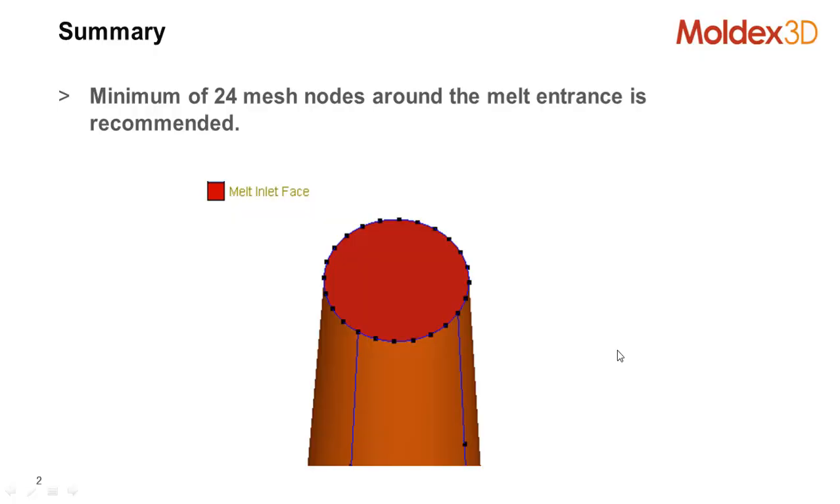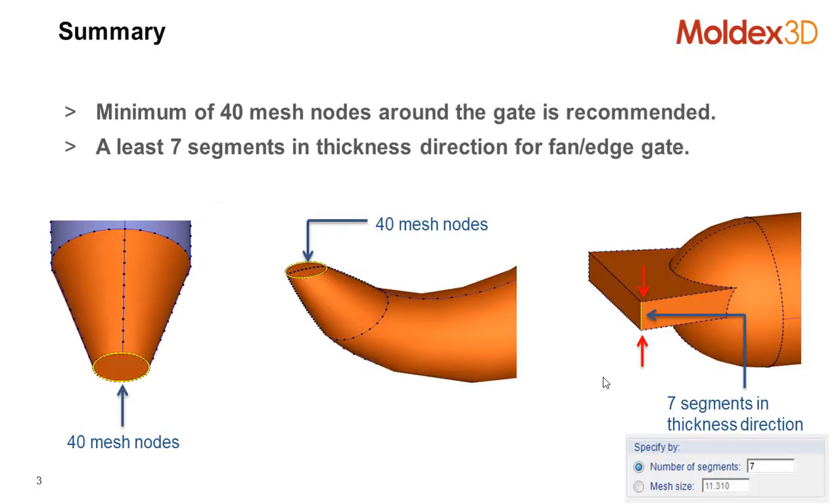So finally, here we have a short summary. Do take care of the minimum node segments on the melt entrance and also the gates. For the melt entrance, a node number above 24 is recommended. And for the next page, for gates, it is recommended to use more than 40 node segments. On the other hand, when you are dealing with fan or edge gates, it is recommended to use at least 7 segments along the thickness direction.